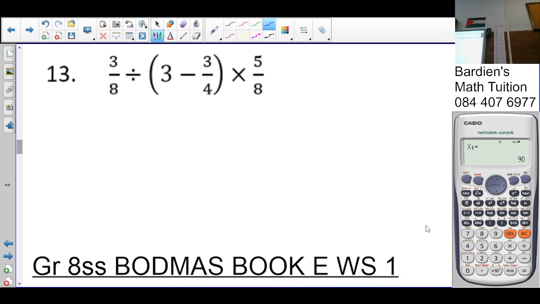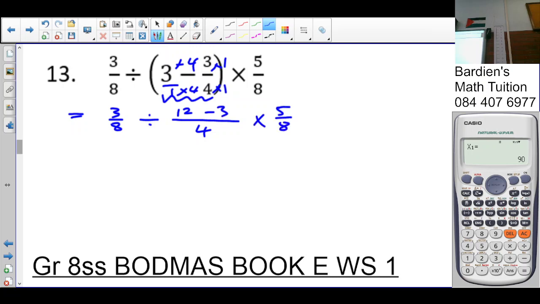People, what needs to be done first? The brackets, yes. There's 3 over 8 divided by... Can I change here already? No, it needs to be one fraction. So what's your LCM inside the bracket? 4. So you times that by 4, gives you 12. Times by 1, gives you 3. Times 5 over 8. Now what do I do? That is going to give me 9. Then I tumble and times. Not so? So that's going to give me 3 over 8 multiplied by 4 over 9 times 5 over 8.